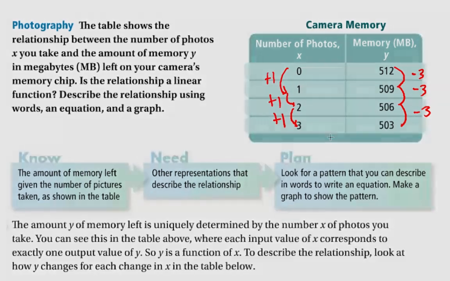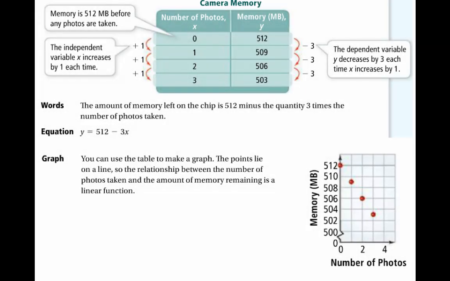So up here in the table. So again, this is our continuation of our problem here. And like we said, we identify the pattern here. X is changing by 1 every time, a positive change of 1. Right? And the memory is 512 megabytes before any photos are taken. So when x is 0, no photos have been taken. That's kind of like our starting point.